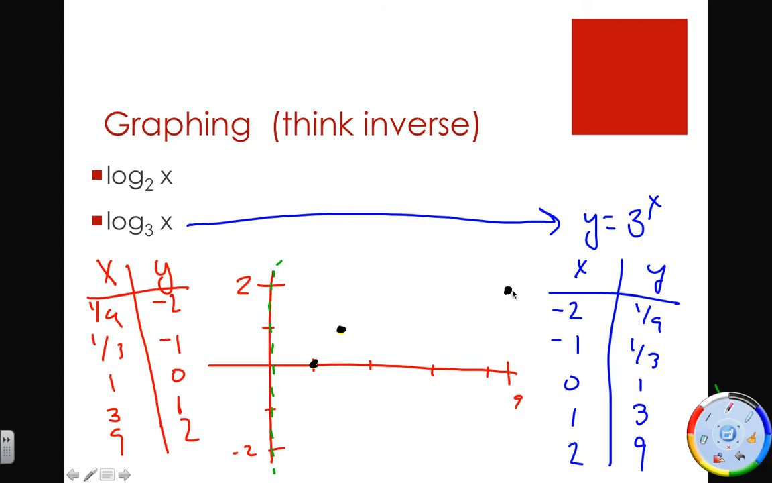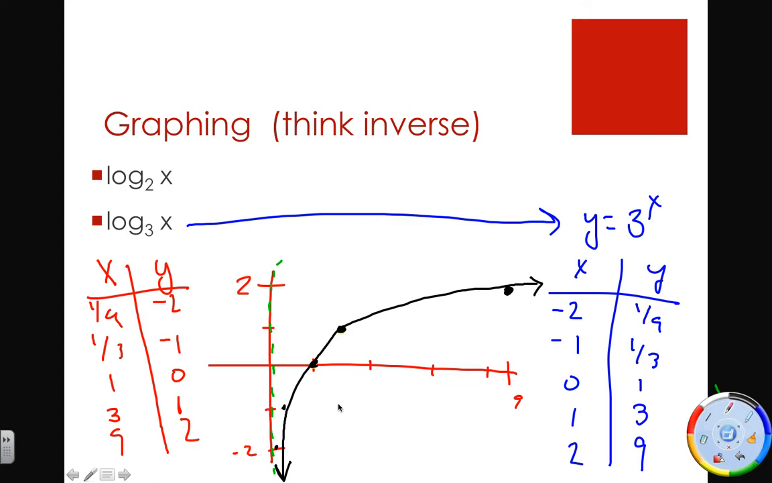And 9, 2. And we go back. Here's a 3rd, and here's a 9th. And you remember things get really close to that asymptote very quickly. All right, there we go. That's log base 3 of x.